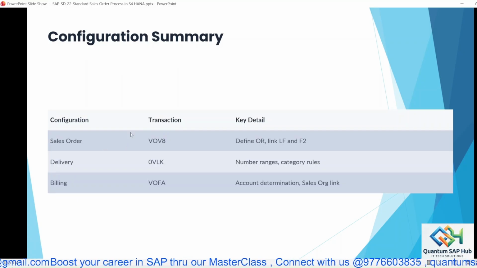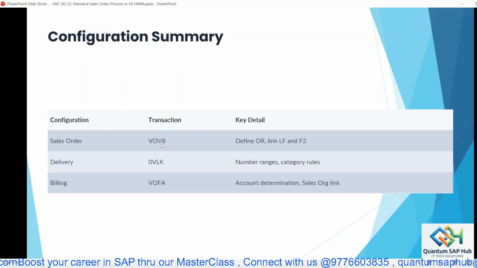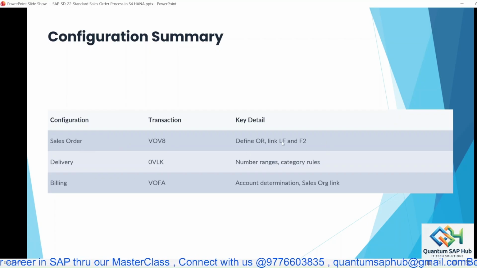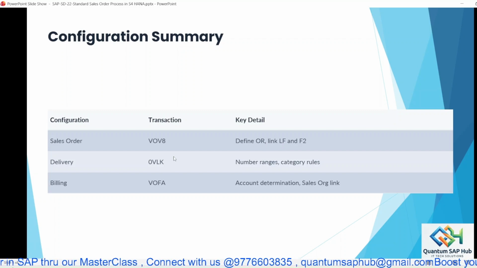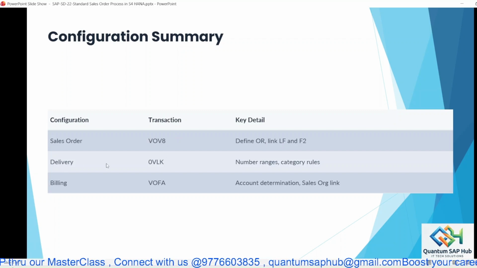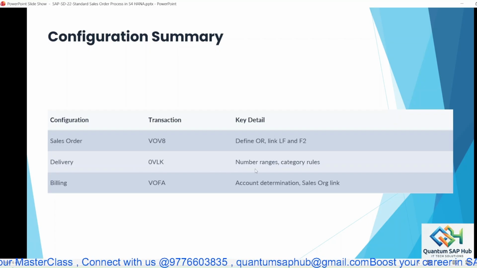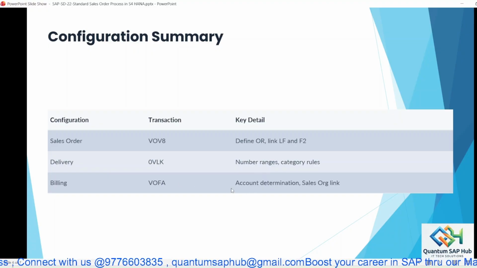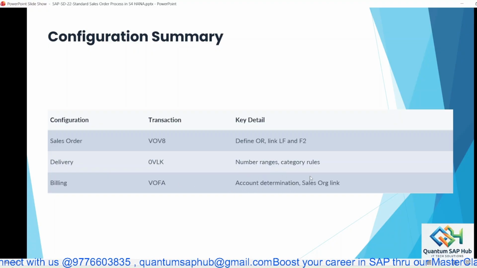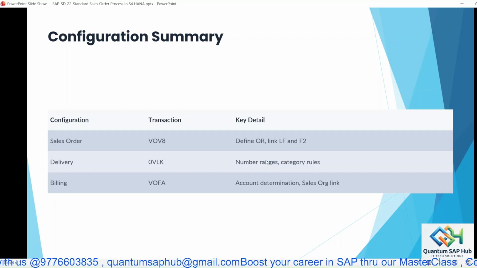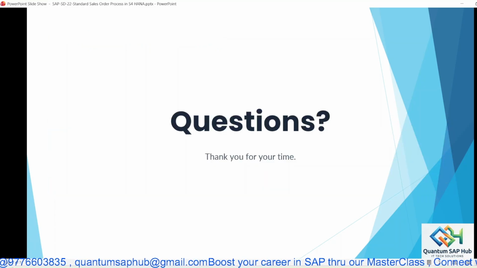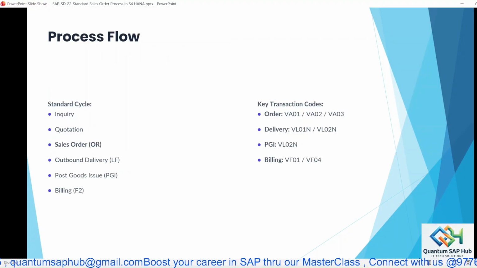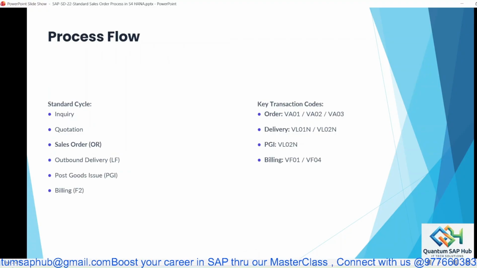So what configurations have been done? Just a recap of VOV8, we have done this. We defined OR and have linked the delivery and the invoice in VOV8 itself. And then we set up delivery, where we have seen the number ranges for the deliveries and the billing. The important part is the account determination and sales organization. So we'll go back to this process and start creating in SAP.